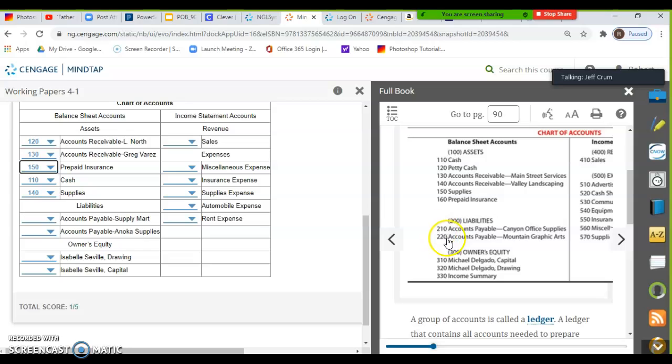Then we've got liabilities. Those are going to be in the 200s. And we've got a 210 and a 220. And these are going to be listed alphabetical. So Anoka is listed first. It's going to be first, so they get the first number, they get 210. And Supply Mart gets 220.